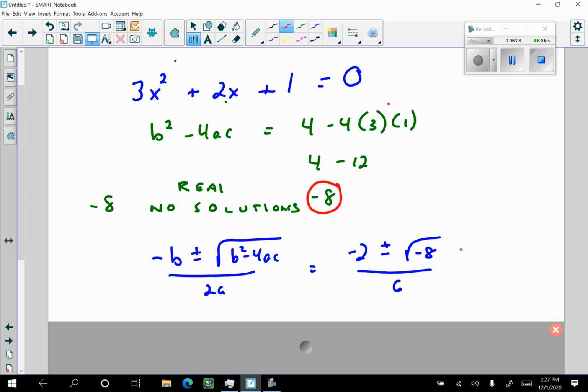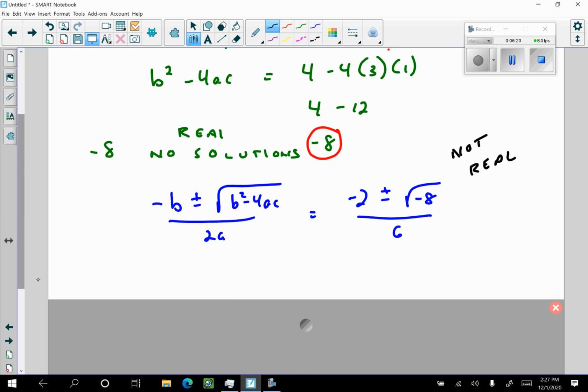Well, first and foremost, this is not real. This is not real, but it is an imaginary number. And what we're going to do is simplify this part right here, the square root of -8, which is equal to the square root of -1 times the square root of 8. And hey, what is the square root of -1? The square root of -1 is i, times the square root of 8.